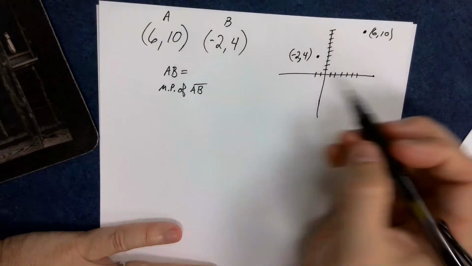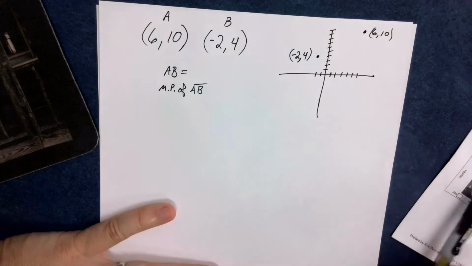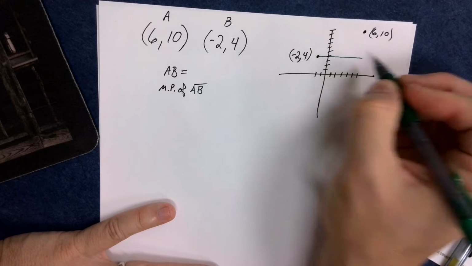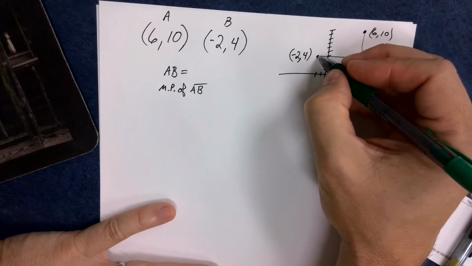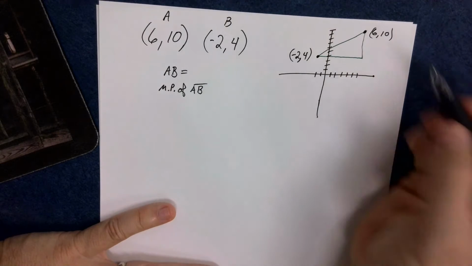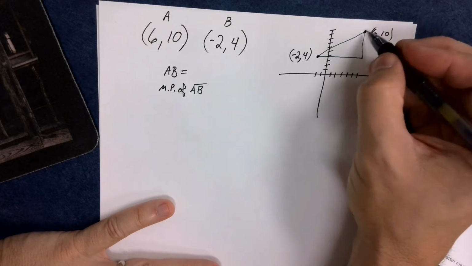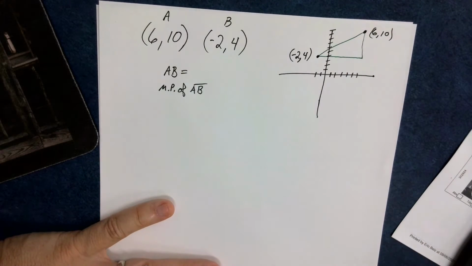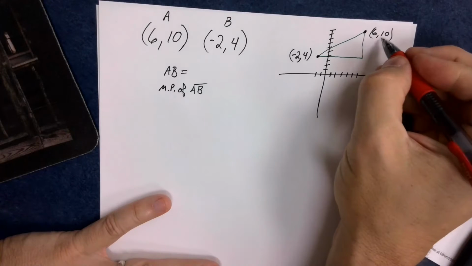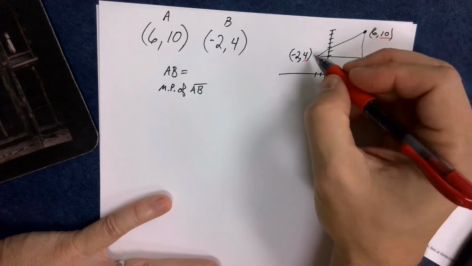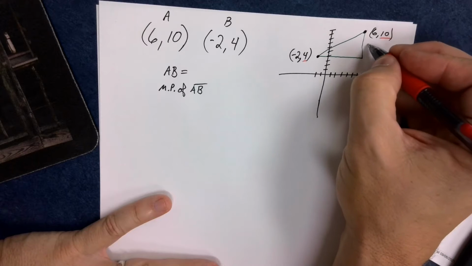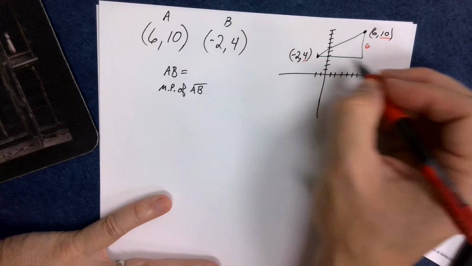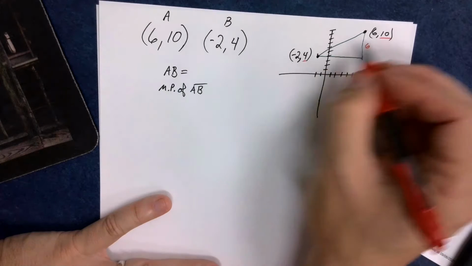We want to find, first off, the distance from A to B. One of the things we said we could do is make this into a right triangle and use the Pythagorean theorem. So I need to know what each of these lengths are. This length is a vertical length, and the two vertical numbers are 10 and 4. How far is it from 4 all the way up to 10? That's 6. And how far is it from -2, the x value, to the x over here, from -2 all the way to 6?